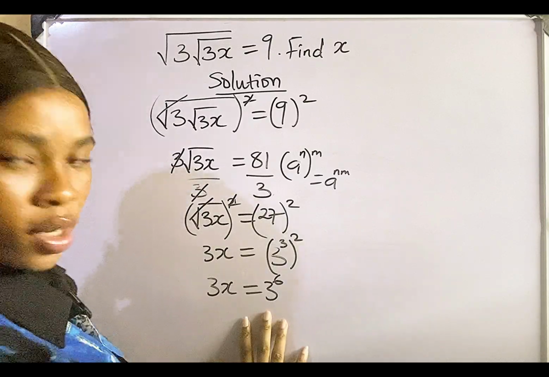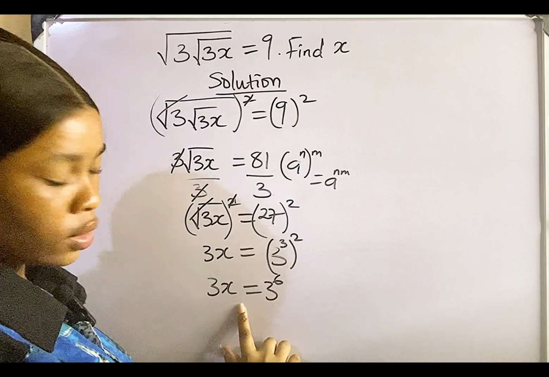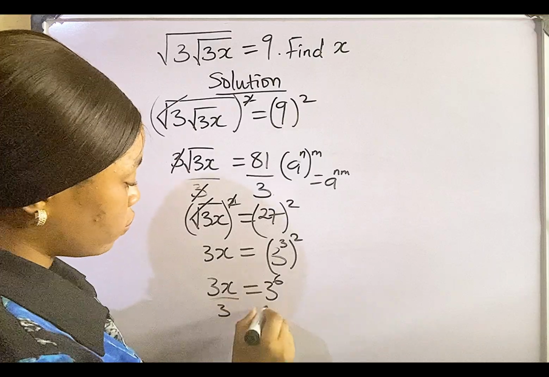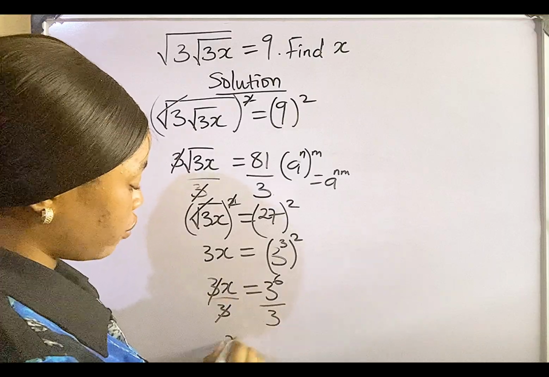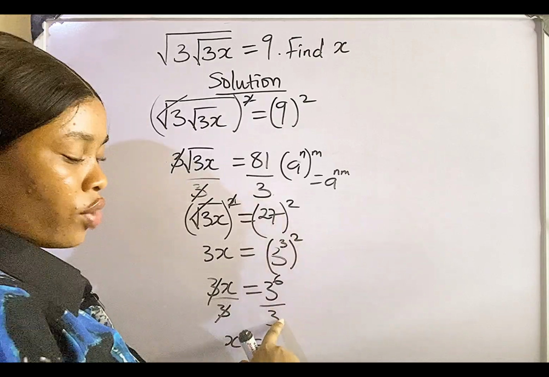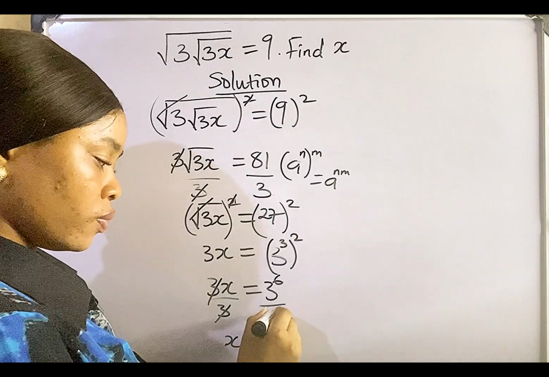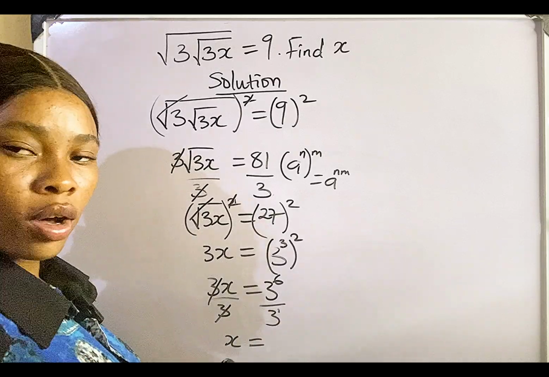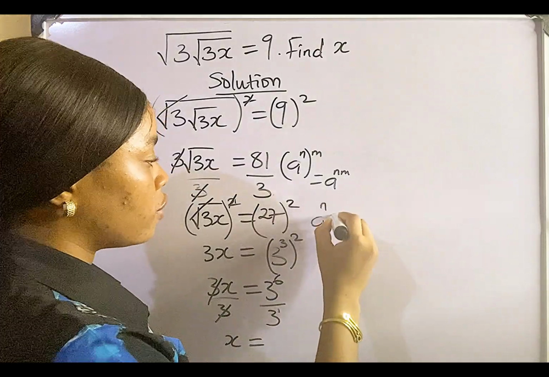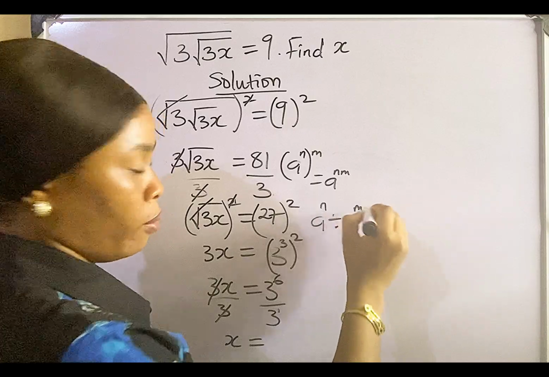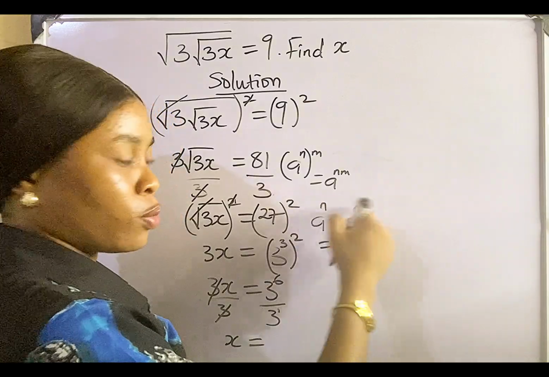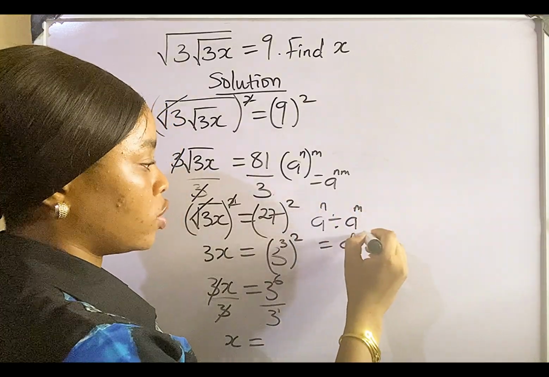Now the next thing to do here is to divide through by 3 for x to stand alone. Of course we're looking for x, so we divide through by 3, so that 3 cancels 3, we're left with x equals 3 raised to the power of 6 over 3, and this 3 is 3 raised to the power of 1. And if you remember our law of indices, if we have a raised to the power of n divided by a raised to the power of m, we pick one of the bases, they're the same, and then we subtract the powers because we're dividing, so it becomes n minus m.